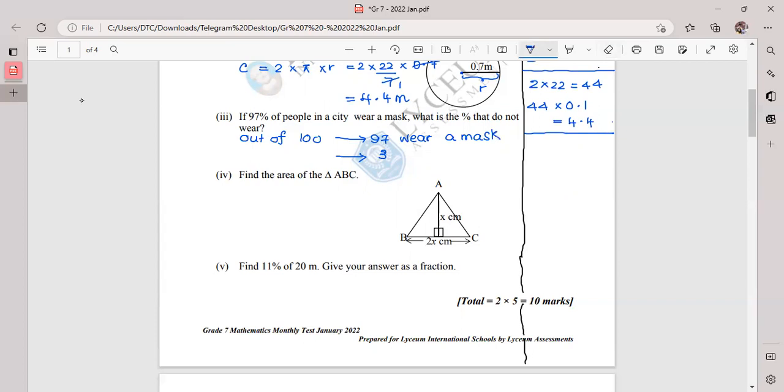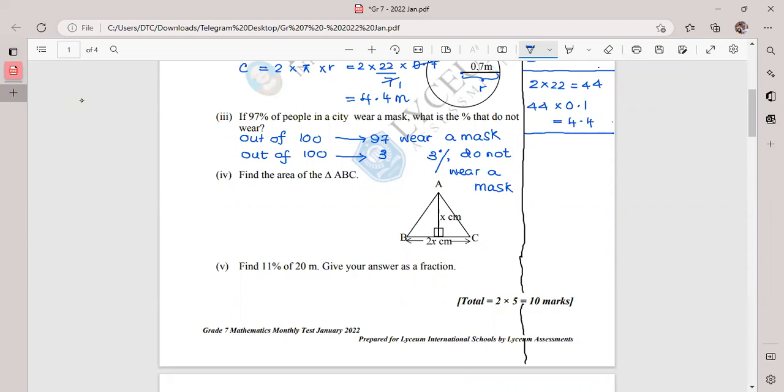3 people. Out of 100, it is 3 people. So what is the percentage? It should be 3%, 3 per 100 do not wear a mask, right? You want to manage the space nicely, children, right?